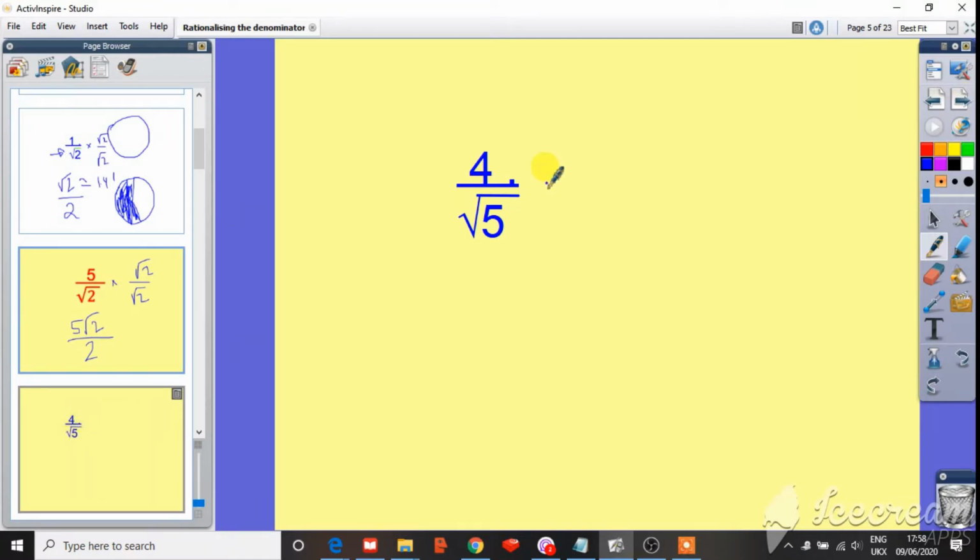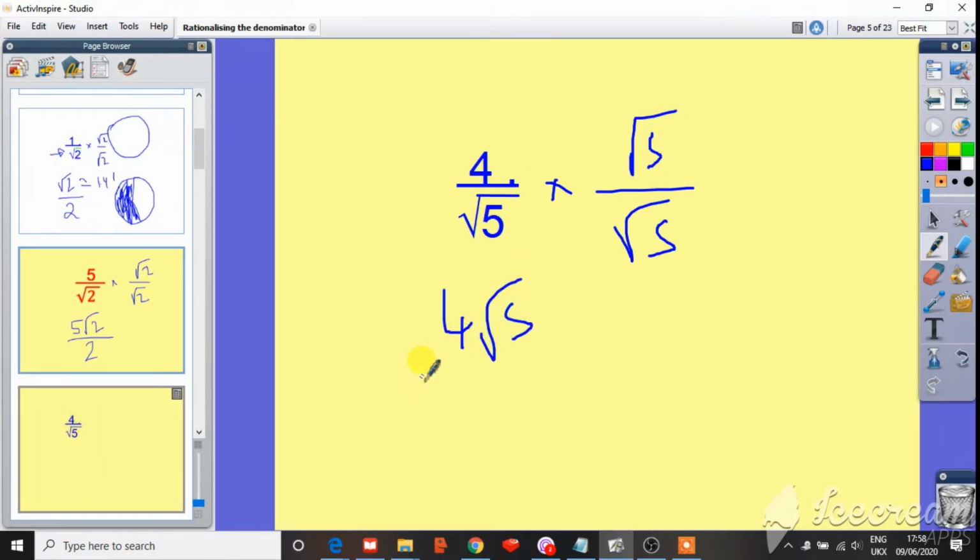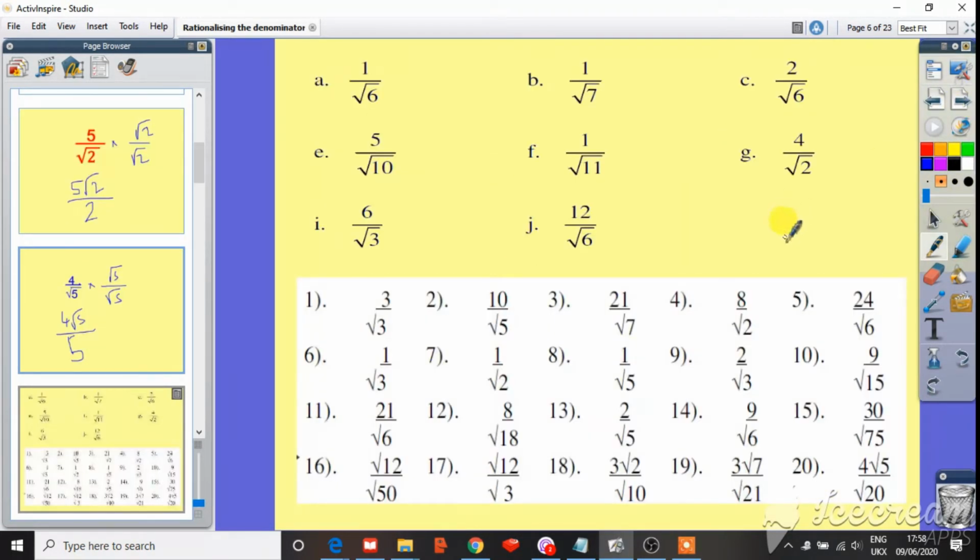Okay, 4 over root 5. We just times it by the square root of 5 over the square root of 5. Now we multiply. 4 times root 5 is 4 root 5, and root 5 times root 5 is just 5. Done. There's nothing else I can do because I can't cancel down 4/5. Okay, work your way through. Please always check your answer to see if it can be cancelled down.